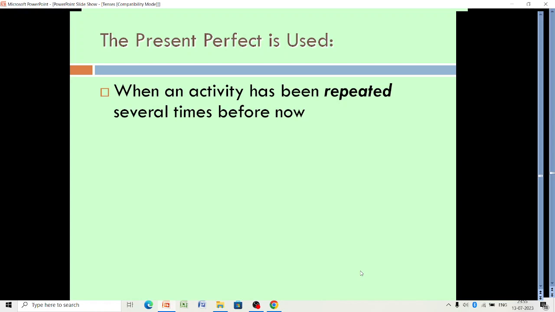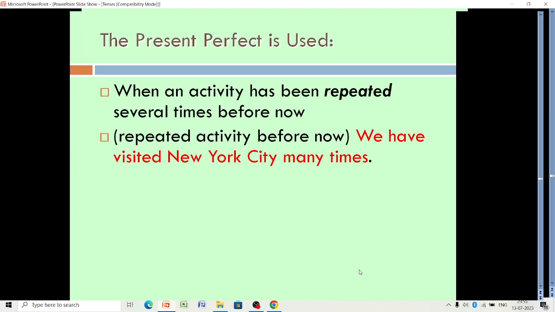When an activity has been repeated several times before now. Unspecified time. An activity has been repeated several times before now. Not now, before now. We have visited New York many times. That means already we have completed that action a number of times.